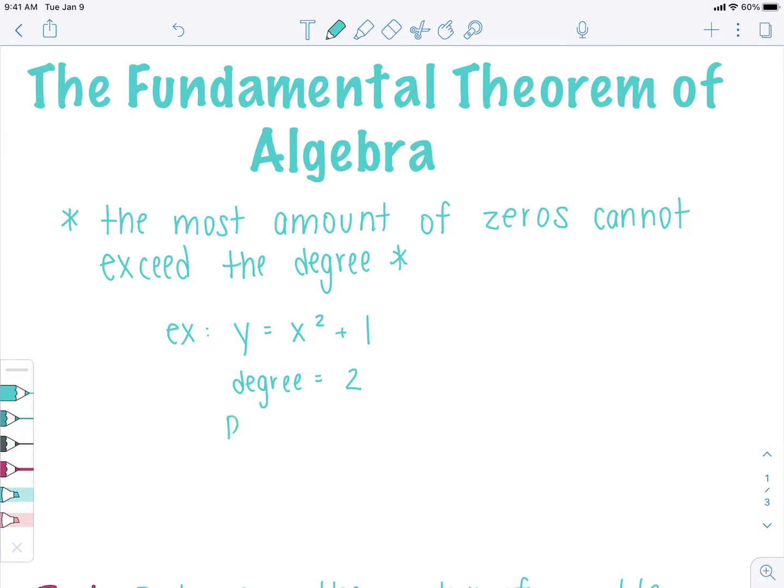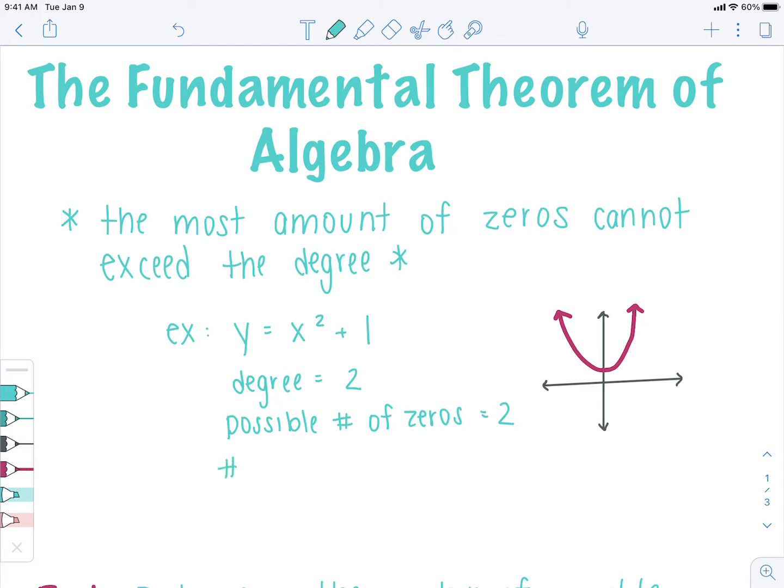So I could have possible number of zeros equals 2. But now if I go and I actually graph x squared plus 1, what do I know about x squared plus 1? It's a parabola up 1, right? So it actually looks like this. How many zeros does that actually have? How many real zeros? 0, right? It doesn't ever cross the x-axis, so it doesn't have any real zeros.